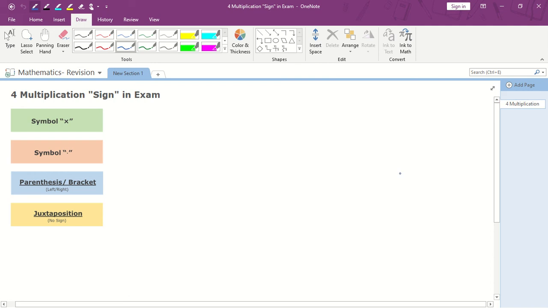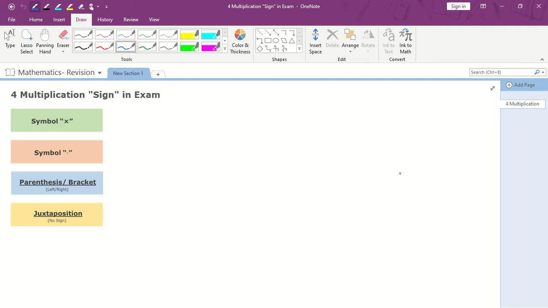Welcome. Today we'll be discussing an interesting topic about the forms of the multiplication sign in exams. Sometimes when we look at the questions in our math exam, we'll be confused: does this situation represent multiplication? So today we'll go through it. And of course, these are the four signs that we can use in our exam too.